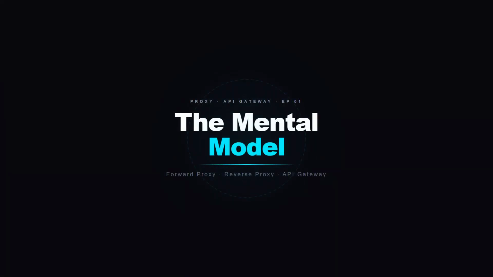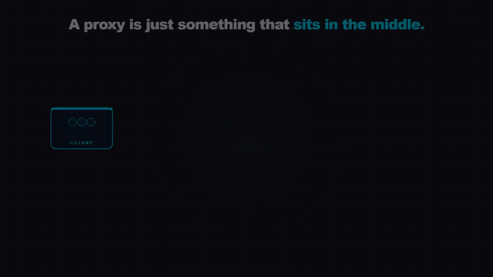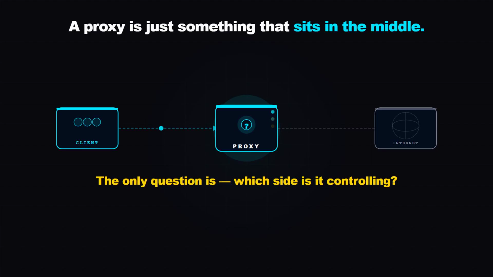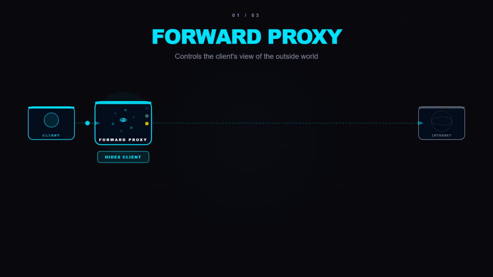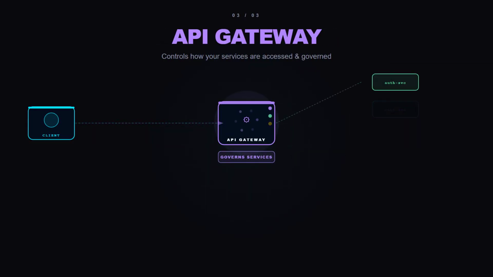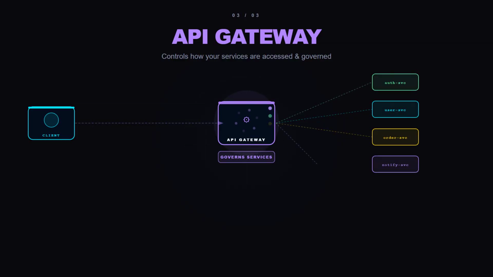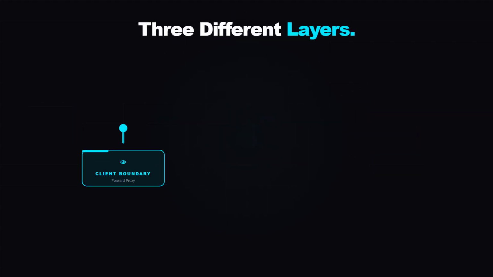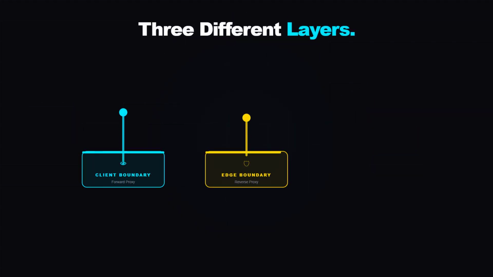Let's reduce this to one idea. A proxy is just something that sits in the middle. The only question is, which side is it controlling? A forward proxy controls the client's view of the outside world. A reverse proxy controls how the outside world reaches your servers. An API gateway controls how your services are accessed and governed. 3 different layers: client boundary, edge boundary, service boundary.